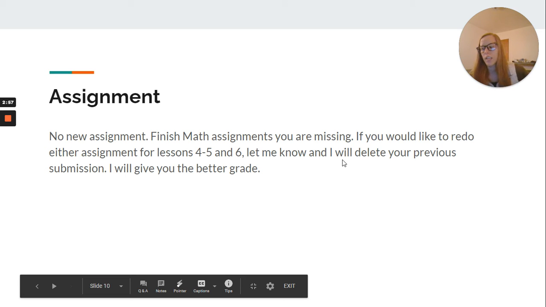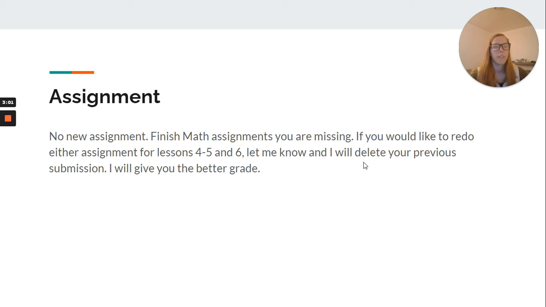So now, our assignment. No new assignment. So it's kind of going to be the general thing for Thursdays now. First thing would be to finish any math assignments you're missing, whether it's lessons 4 and 5 or 6 or a previous one from last week. Don't go back to first quarter because those aren't going to be graded and it's not going to help you. So only from this quarter.